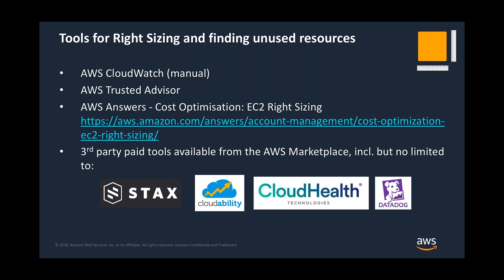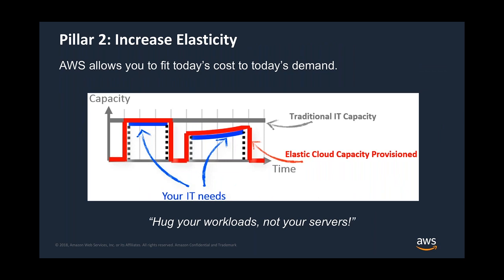There's also a number of third-party tools in this area, so I mentioned I'd make recommendations there. So if you're looking for automation around right-sizing or capacity, certainly look at some of these providers that I'll mention. So Stacks, Cloudability, Cloud Health, and Datadog. They're all very good tools and can assist you within the right-sizing and cost optimization journey. So that wraps up the first pillar.